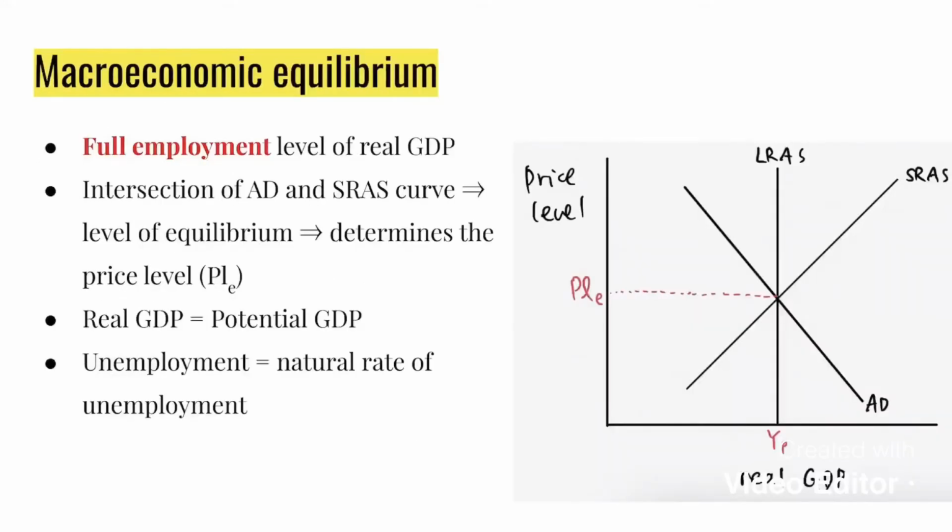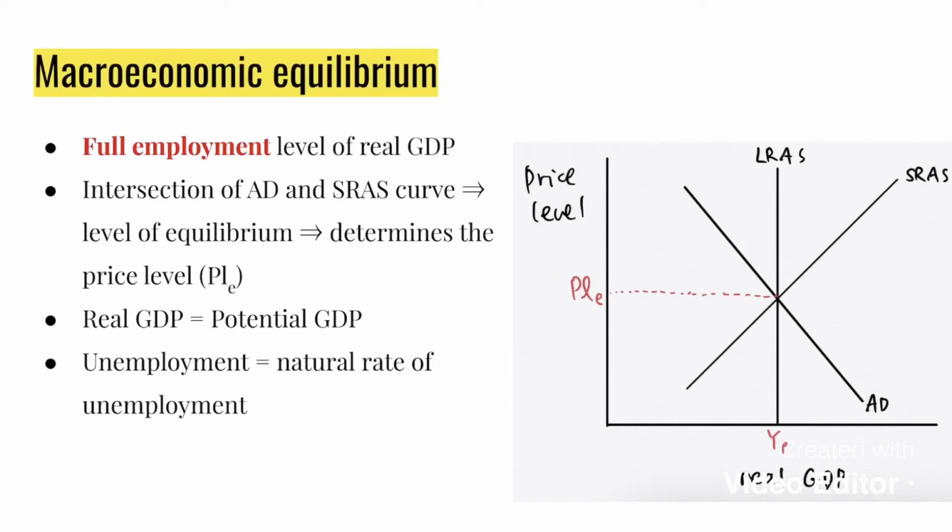So now let's take a look at macroeconomic equilibrium. This shows the full employment level of real GDP in the diagram on the right. The intersection of the AD and SRAS curves determines the level of equilibrium real GDP that is exactly equal to the potential GDP. So when the economy is producing its potential GDP, unemployment is equal to the natural rate of unemployment. So the full employment level of real GDP is the level of real GDP at which there are no inflationary or deflationary gaps.